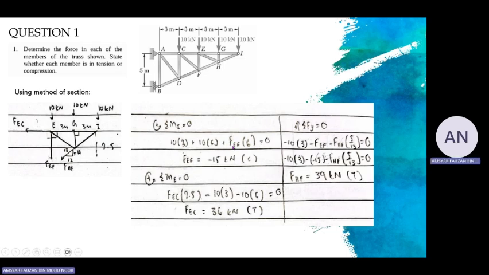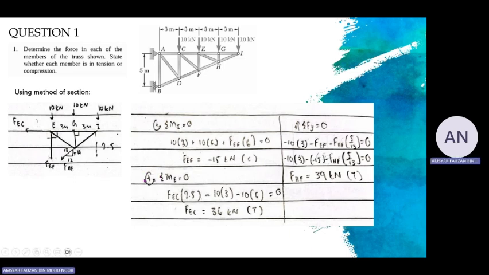Why? Force EF must be multiplied by 6 because the perpendicular distance from force EF is 6. That's why we put 6 in this equation. So we conclude that force EF is negative 50 kilonewton, and it is a negative value, so it is a compression force. If the answer is a negative value, it is compression, and if the answer is a positive value, it is tension.